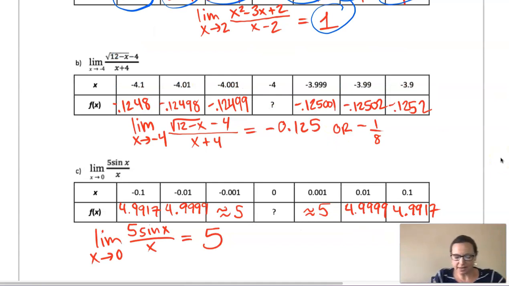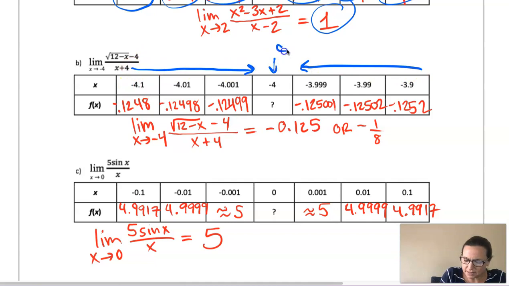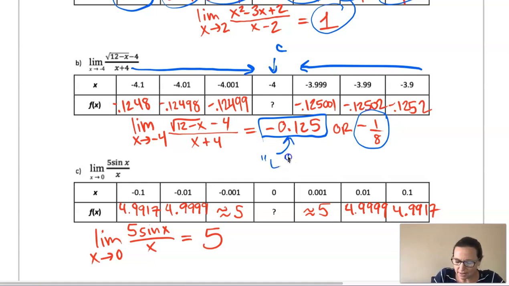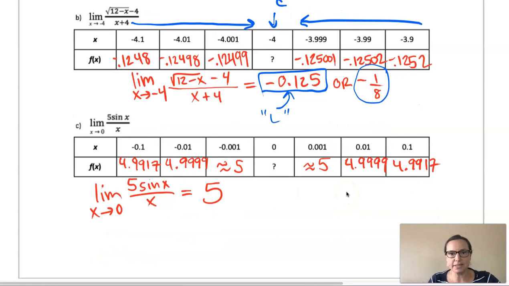Then in part B, as the x values were approaching negative 4 from the left and the right, so this would be our c value, the corresponding y values were getting closer and closer to the decimal value of negative 0.125, or in fraction form, negative 1/8. So that is the limit, our L value, that the function is approaching as x approaches negative 4. And in the very last one, we could see that the y values were getting really, really close to 5. So that was our limit for part C.